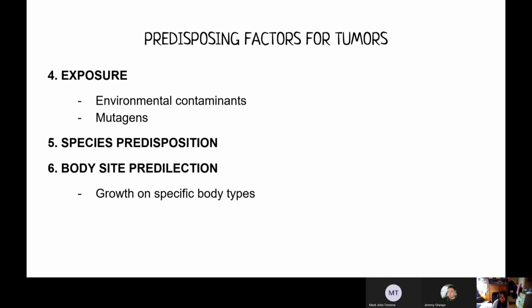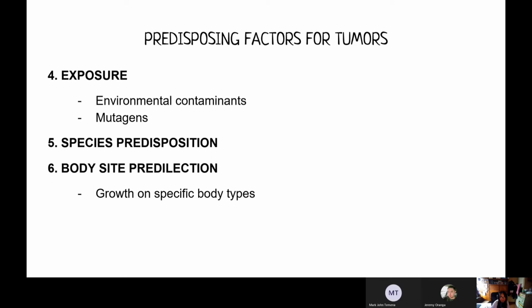Okay, so the fourth one is exposure. Exposure from environmental contaminants or mutagens. What are mutagens? Mutagens are cancer-causing chemicals. Some are actually found in food, such as nitrates and nitrites, which are used for food preservation. Some other contaminants are also found in the air, especially nowadays, now that air pollution is a problem.